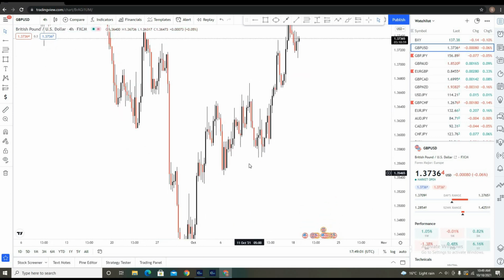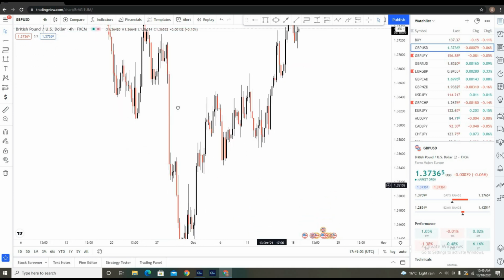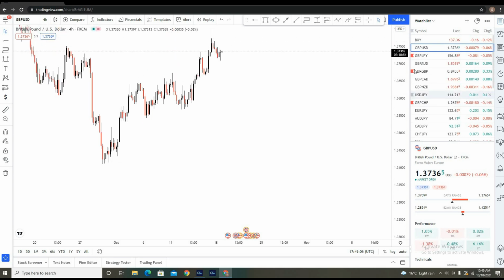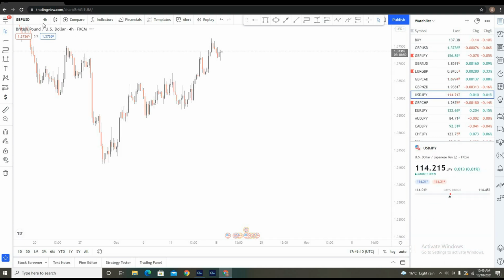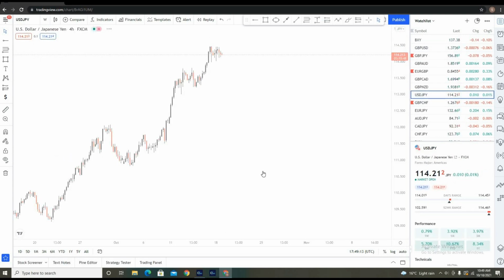And of course, by backtesting, you'll be able to make better trading decisions. So we can go for another pair, and we are just trying to identify this pattern. This is the weekly.